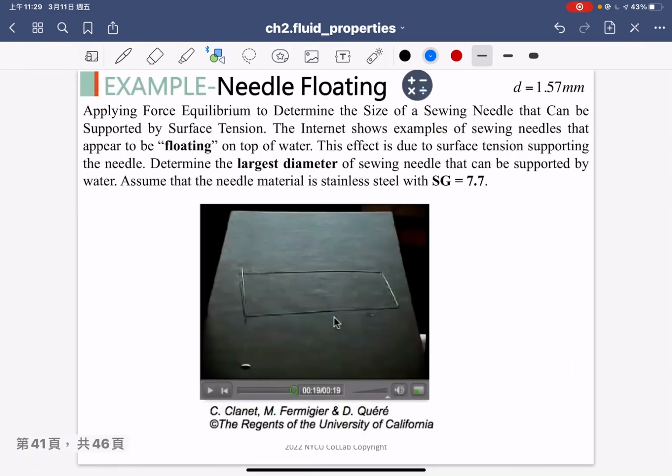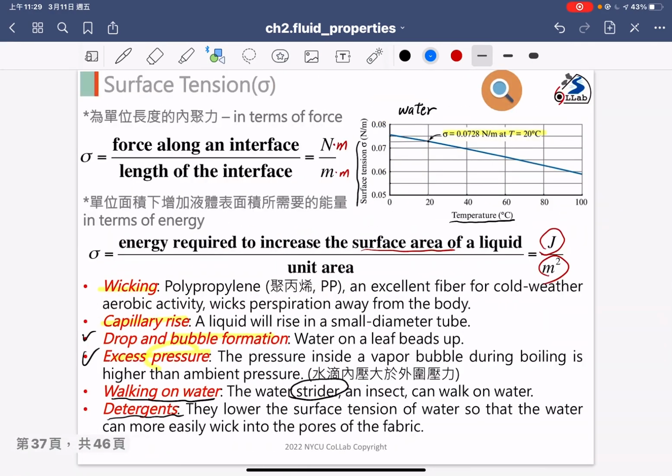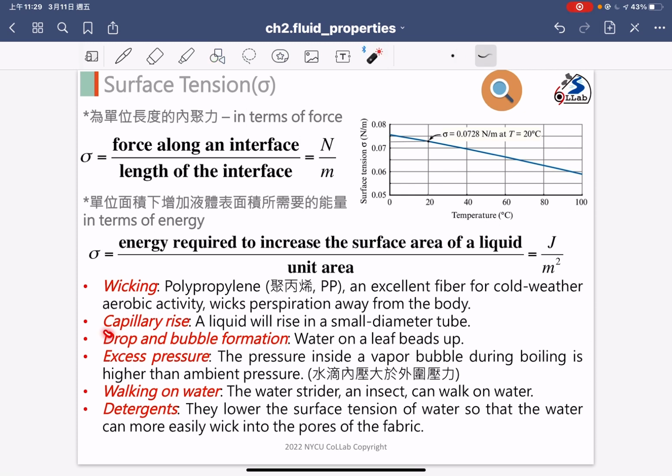Okay, so if we go back to see the physical phenomena I showed here, how many properties will be observed in our exercise? In our exercise, we finished the capillary rise, the bubble formations, and the pressure inside. We also practiced the exercise related to the walking on the water phenomena. So only detergents and the first one, wetting, we don't have the exercise. But the wetting is usually observed in our life, like the 排汗衫.